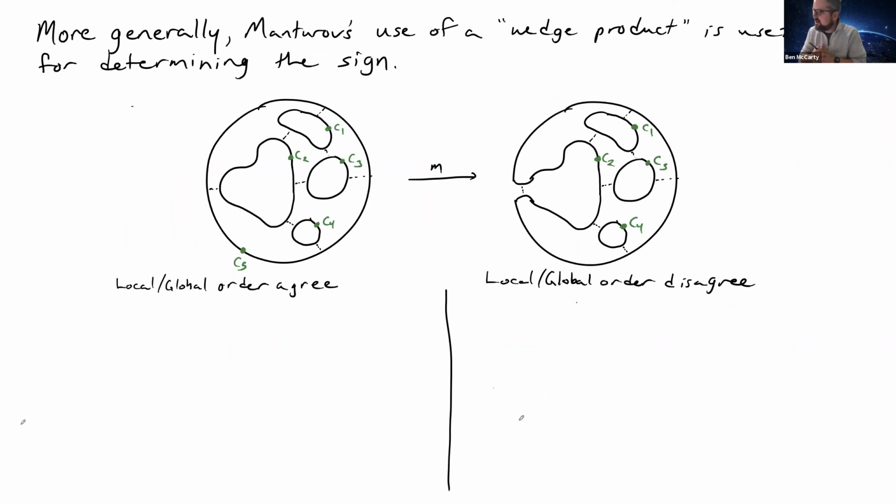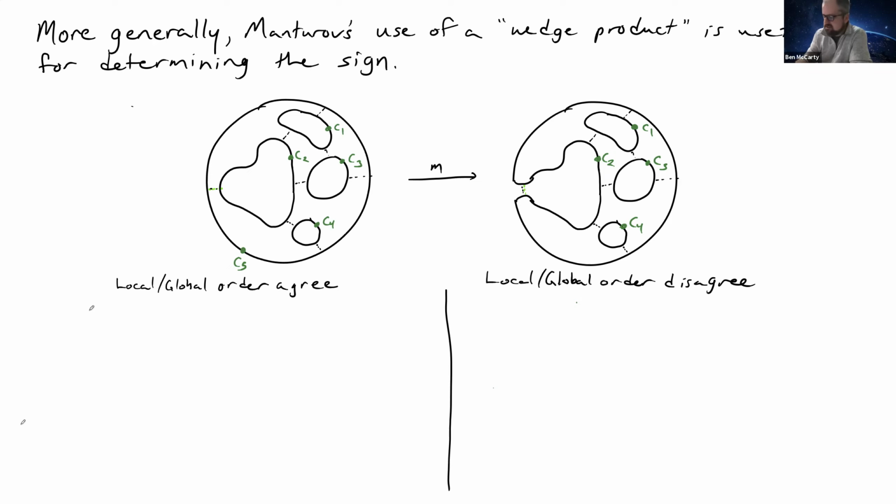And for this, Mantorov uses this wedge product construction that I think is really useful for describing how to get the sign. So we've got a global ordering of the loops in our state. And let's suppose we're changing this smoothing here from an A to a B. That's going to be a merge map. It's going to merge circle 2 and circle 5.